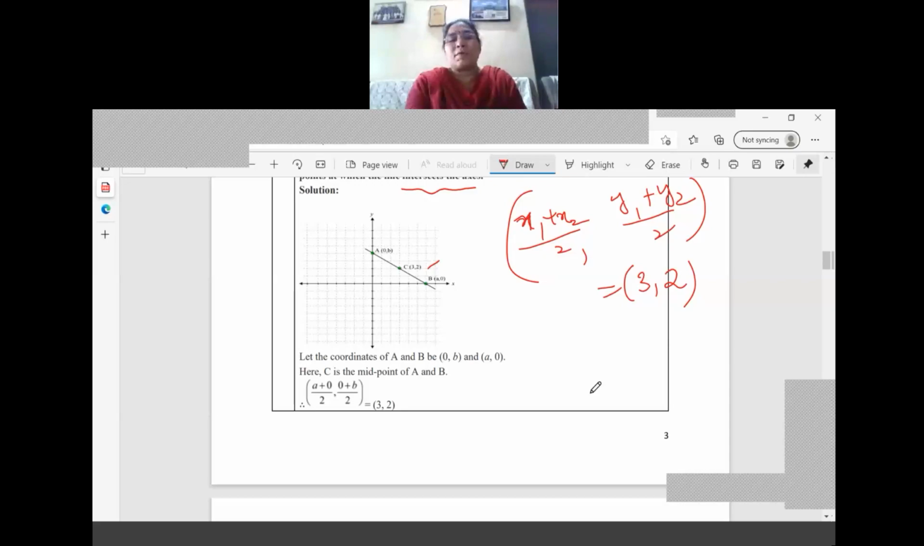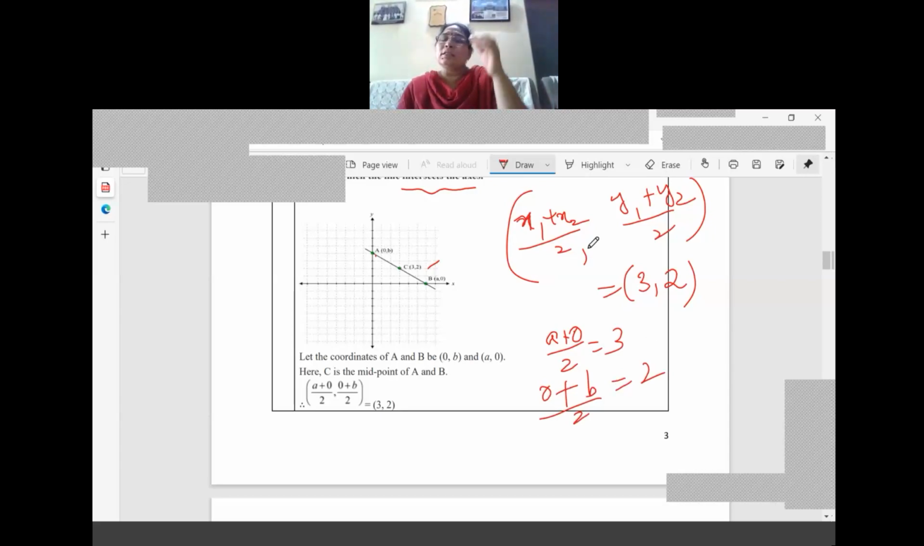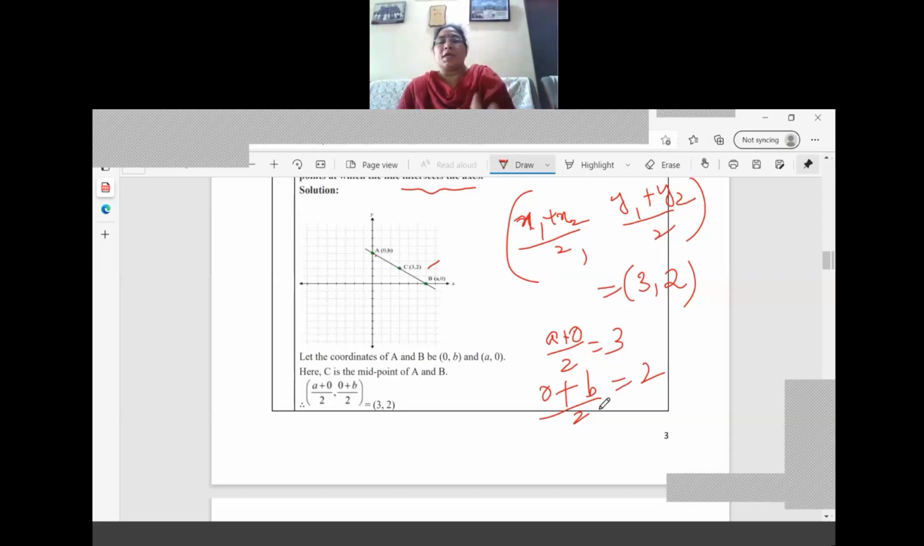Now what is the condition we should apply? When x value is there, a, then 0 will come. So a plus 0 divided by 2, which is equal to 3. Similarly, 0 plus b divided by 2, it is equal to 2 only. So like that, each term we are equating to the x value and the y value only. So we can solve for a by cross multiplication. A plus 0 equal to 6.